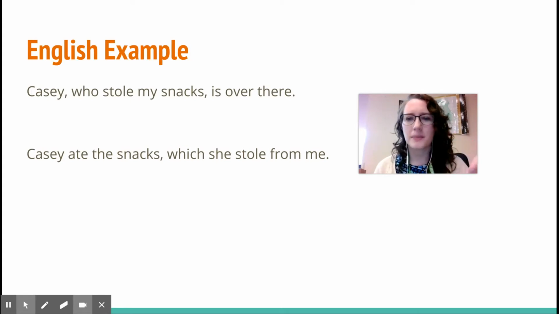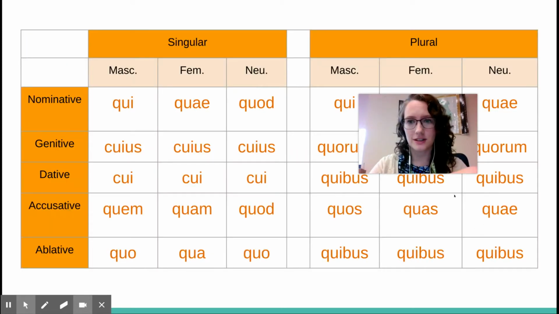Who, which, but I think in Latin it's actually much easier because in English we have like five or six words, the who, which, that, which are relative pronouns. But in Latin, it's one word that has been declined out. So let's take a look at it.